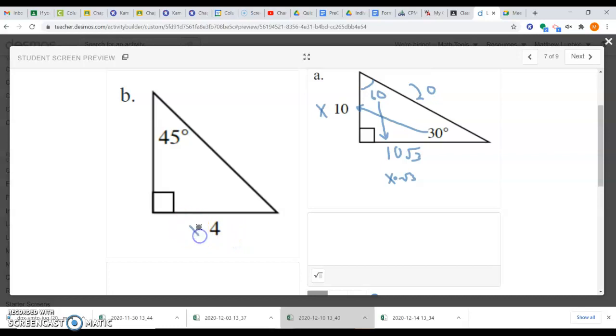In this case, 4 is like our x because it's one of our legs for a 45, 45, 90. We know that the other leg is the exact same, so it's also x, which is also 4. And then my hypotenuse is x times the square root of 2, and in this case, x equals 4, so we have 4 times the square root of 2 here.